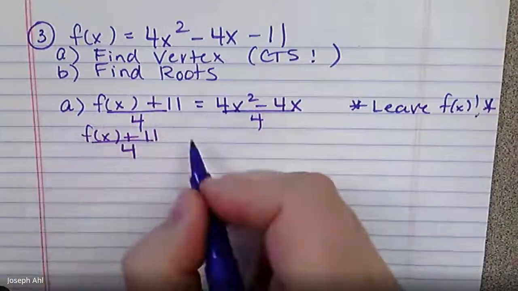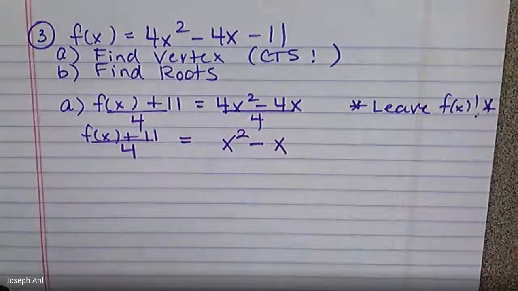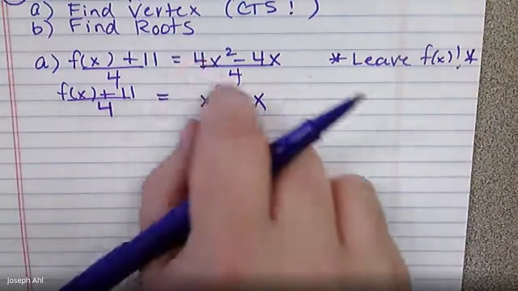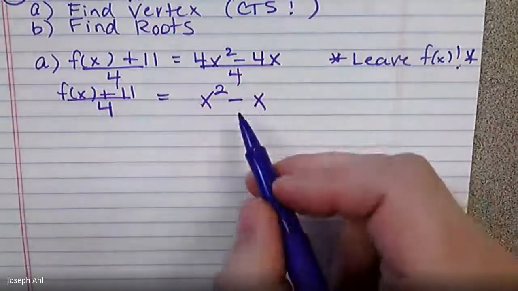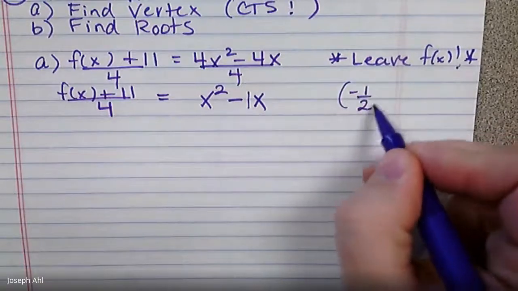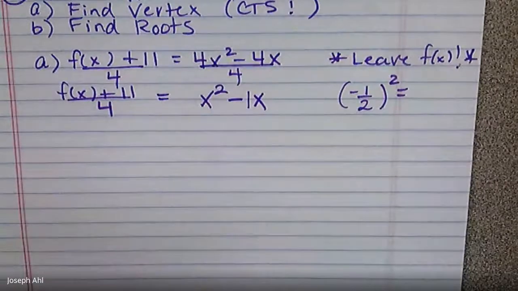Don't worry about that too much yet. We'll leave it as is. And now on this side, I have x squared minus 1x when I divide both of those by 4. Okay, so it's nice that 4 went into these two terms evenly. But now I have to take the b value of -1, divide it by 2, and square it. That's how we complete the square for what's left.